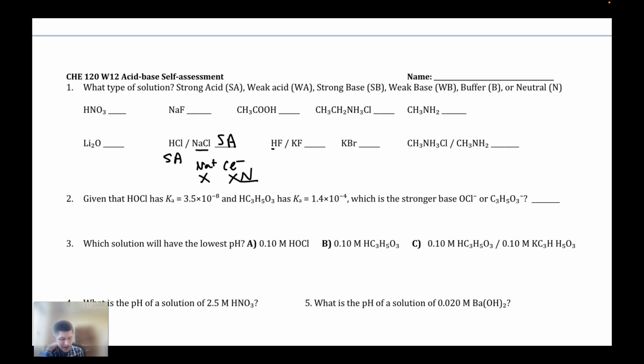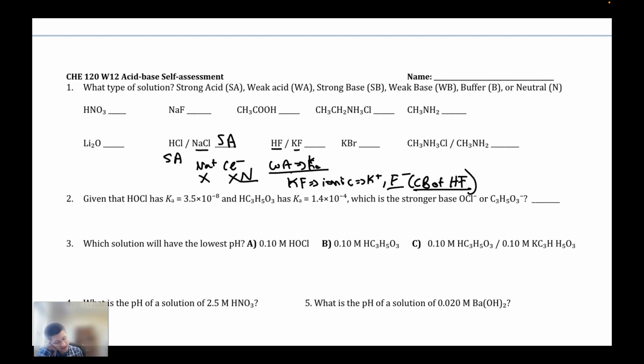Okay, HF, KF. HF we have looked at before already. It's a weak acid. We can look that up in our data table and find its Ka to know that it's a weak acid. KF is a salt, so that's ionic. It's the K+ cation and the F- anion. F- is the conjugate base of HF. We can see that, right? Take a hydrogen off and reduce the charge by 1.